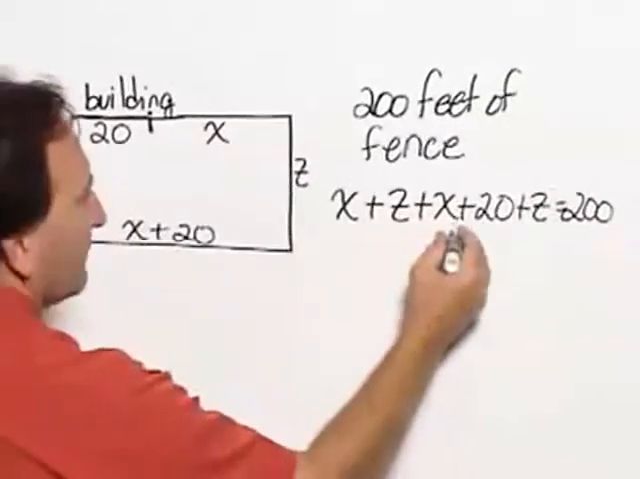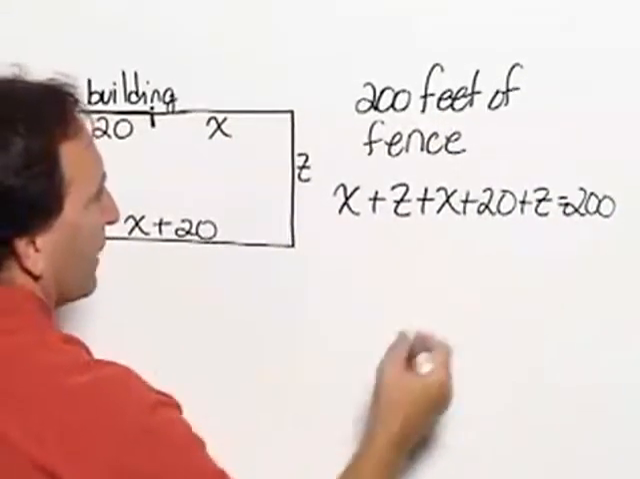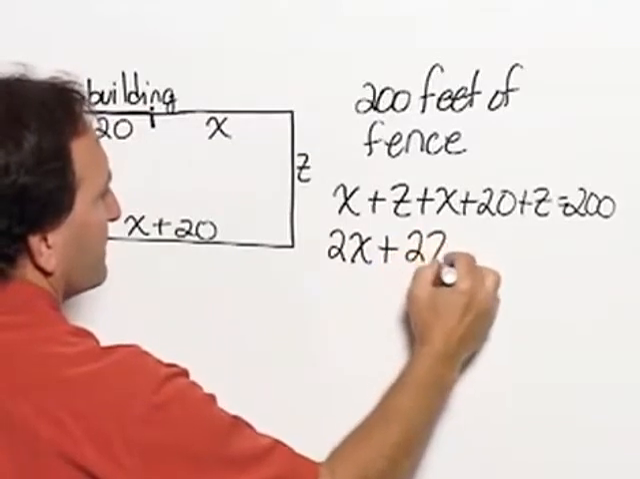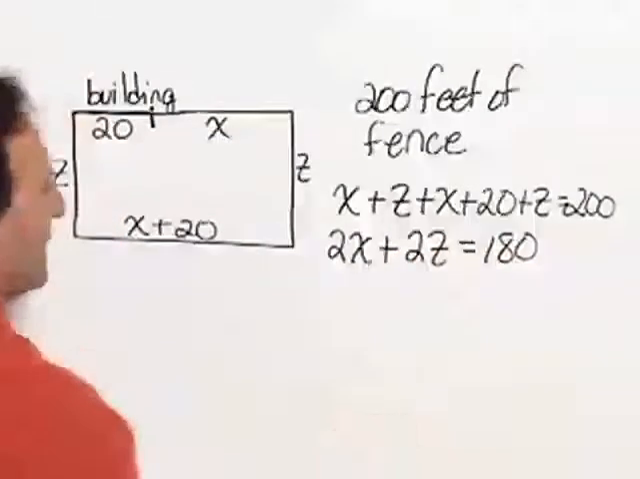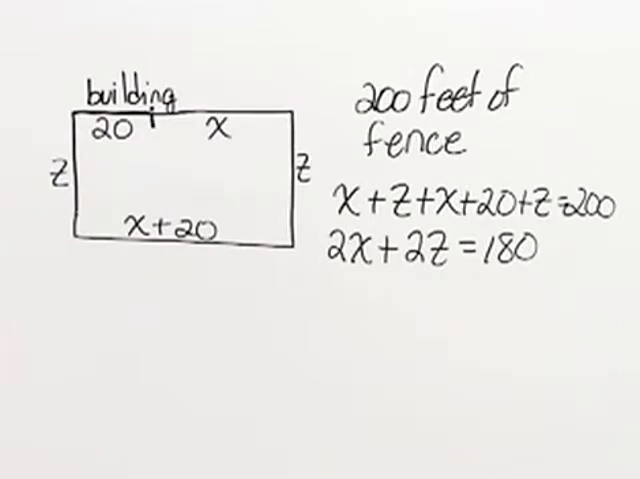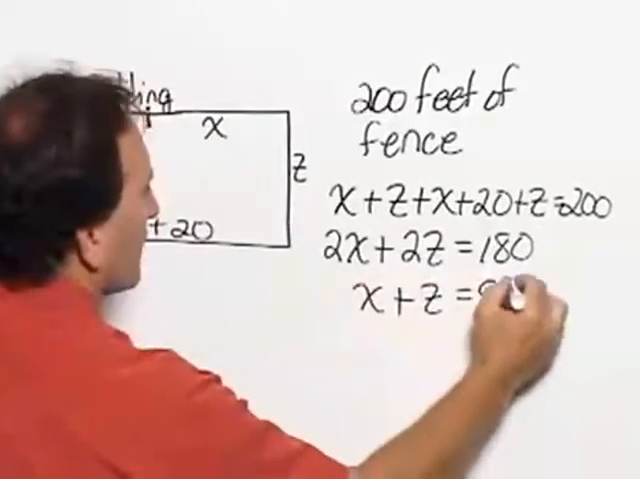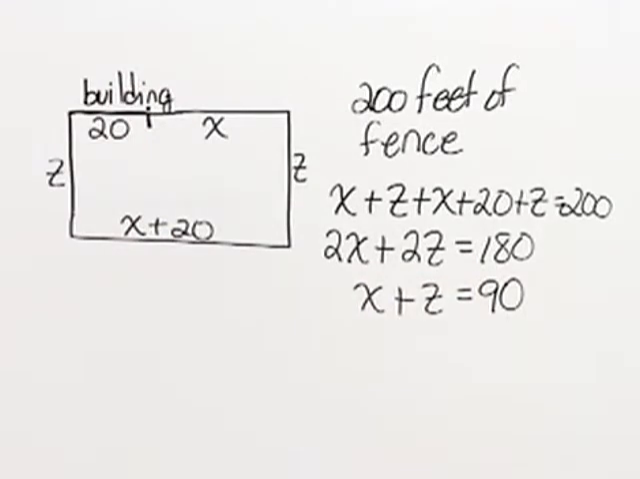And so, simplifying that a little bit, subtract 20 from both sides, add the x plus x and the z plus z, and we get 2x plus 2z equals 180. Dividing through by 2, we get that x plus z is 90. Now, let's go back to finding the formula for the area.